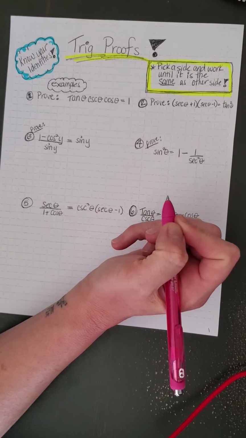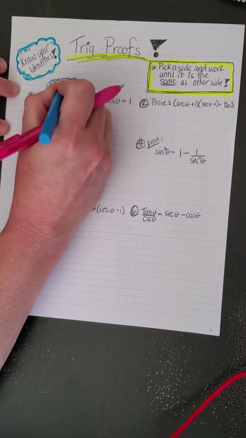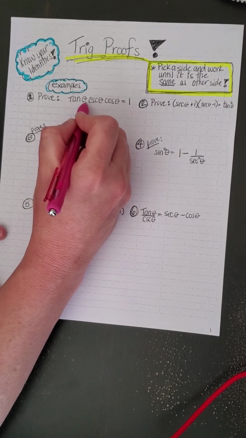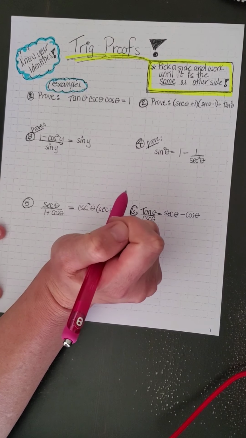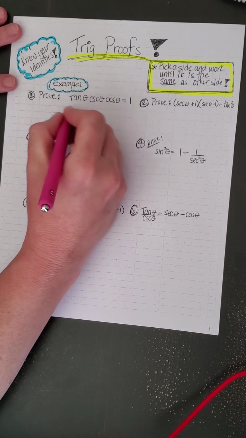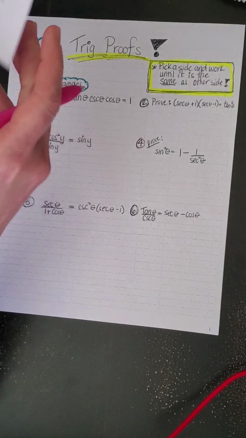So we're going to do some examples. Let's go ahead and start with example number 1. We're trying to prove that tangent theta times cosecant theta times cosine theta equals 1. I'm going to have to write super tiny. I'm going to come over here and look at my ratios.